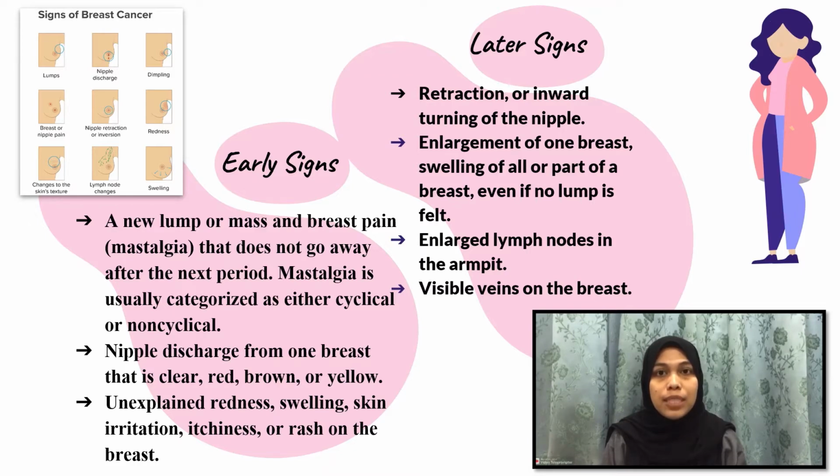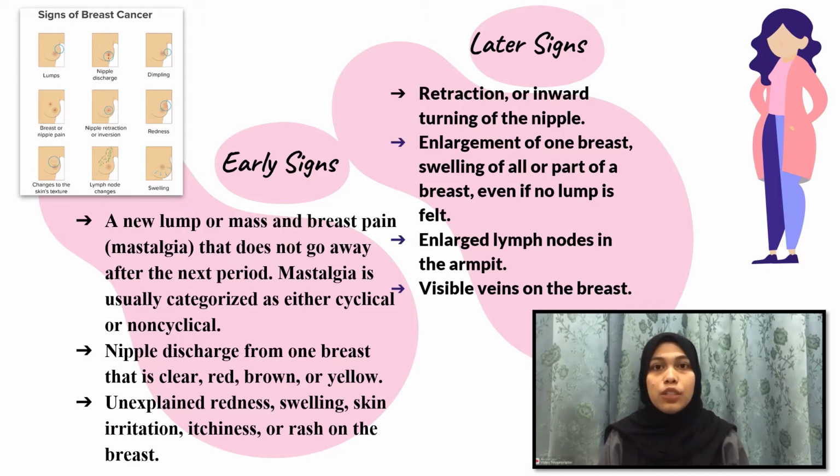Mastalgia is usually categorized as either cyclical or non-cyclical. Cyclical pain is associated with the menstrual cycle and tends to subside during or after the period. Non-cyclical pain can have many causes, including injury, and may come from the surrounding muscles or tissues rather than the breast itself. Next, nipple discharge from one breast that is clear, red, brown, or yellow is one of the signs of breast cancer. Unexplained redness, swelling, skin irritation, itchiness, or rash on the breast are also early signs of the cancer.